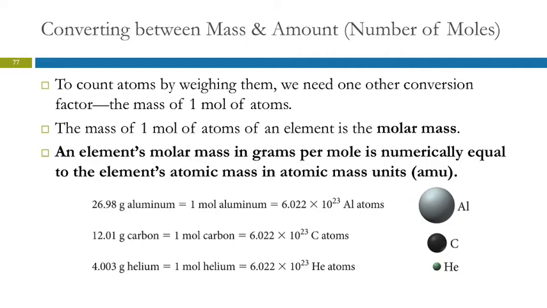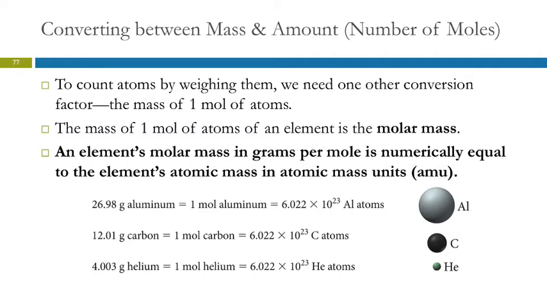So we talked about counting oranges by weighing them. And we count atoms by weighing them as well, because you can't count them individually. We have no choice. But we need one other conversion factor. The mass of 1 mole of atoms. So the mass of 1 mole of atoms is the molar mass. So the atomic mass is the mass of an atom. The molar mass is the mass of a mole.